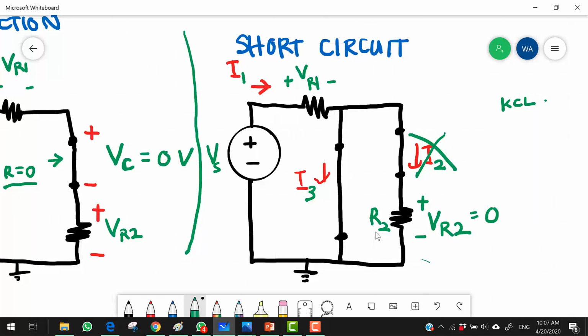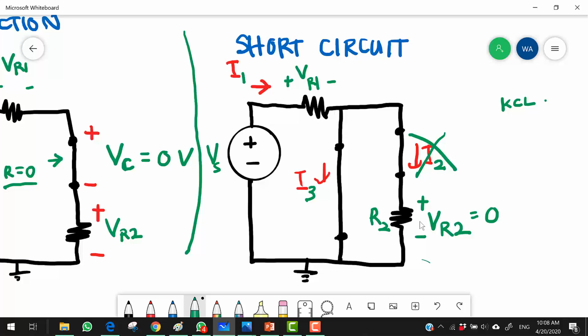And R3 is 0 ohms. So all the current will pass through here. The voltage across this short circuit, the voltage drop across here, is 0. So all of the voltage drop from the power supply, for the context of this circuit, will be dropped across this resistor, because there is no other resistance that would cause any other kind of voltage drops.